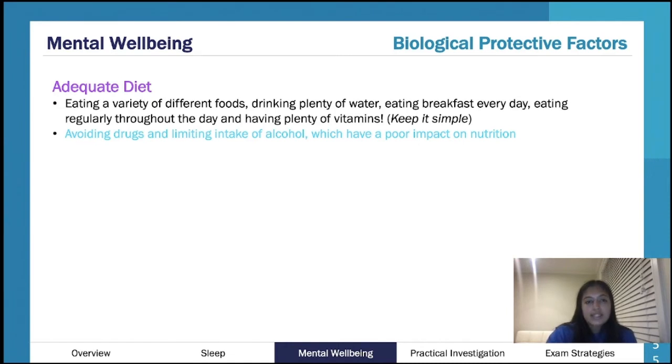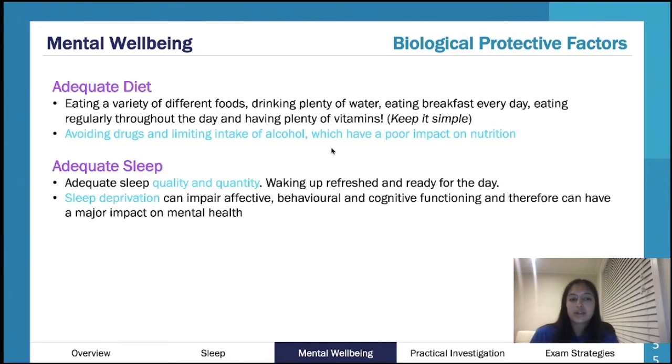Okay, so that is it on specific phobia. In terms of our last little bit here, it's on protective factors. So these are basically the opposite of risk factors. So factors that protect one's mental well-being and can push you towards that higher end of the continuum, basically. So we are thinking of adequate diet and adequate sleep.